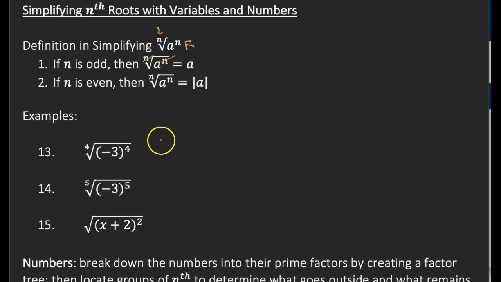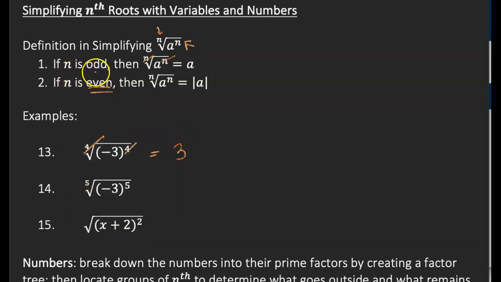So for number 13, this is to the fourth root, here's to the fourth root, whatever is inside here. Now, this is the exponent here. It's a positive 4, which is an even exponent. Notice how it says here, even. This is going to be positive 3.